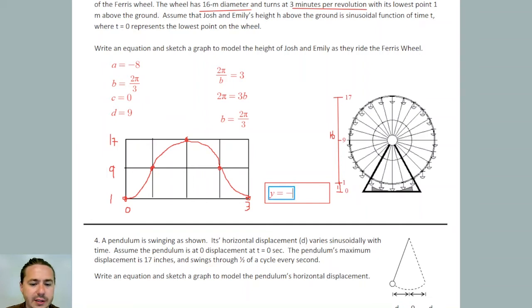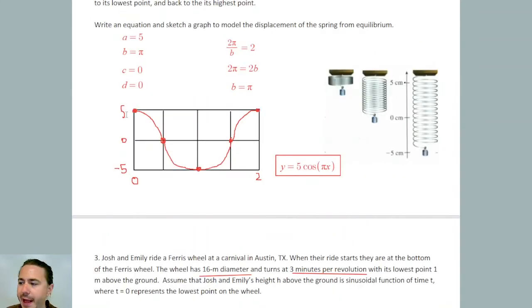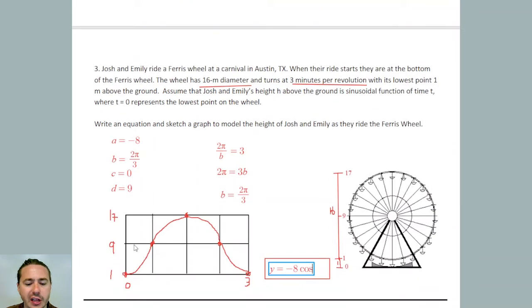y equals -8 times the cosine. In this case, it's cosine because we're starting at a minimum. If we're starting at a maximum, like this one up here, or if we're starting at a minimum, we'll use cosine. If for any reason we're starting at equilibrium, we'll use sine. So cosine of 2 pi over 3 x. In this case, we do have a vertical shift. Our vertical shift is 9, so I'm going to have a +9 out here to the side.